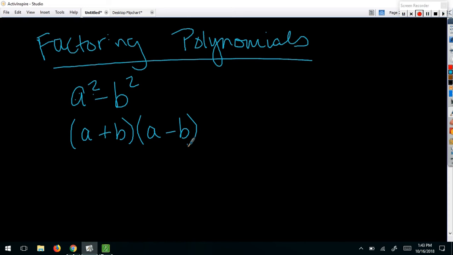So if both numbers were perfect squares separated by a minus sign, all right guys, if y'all will put everything up, I see some phones, I see some computers, y'all put everything away.